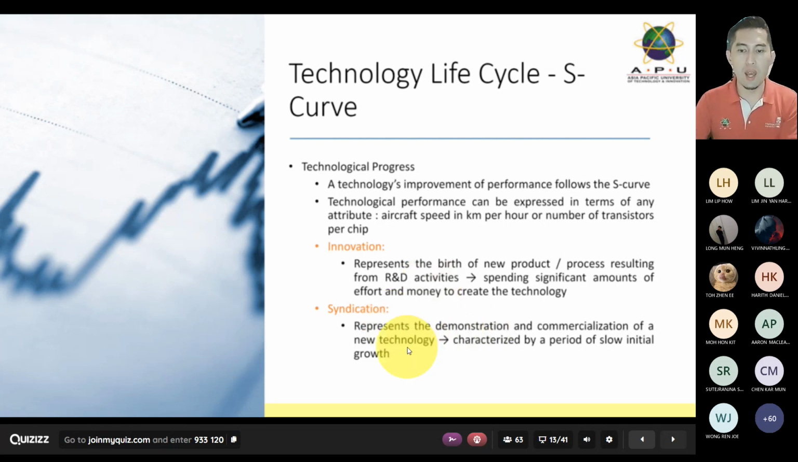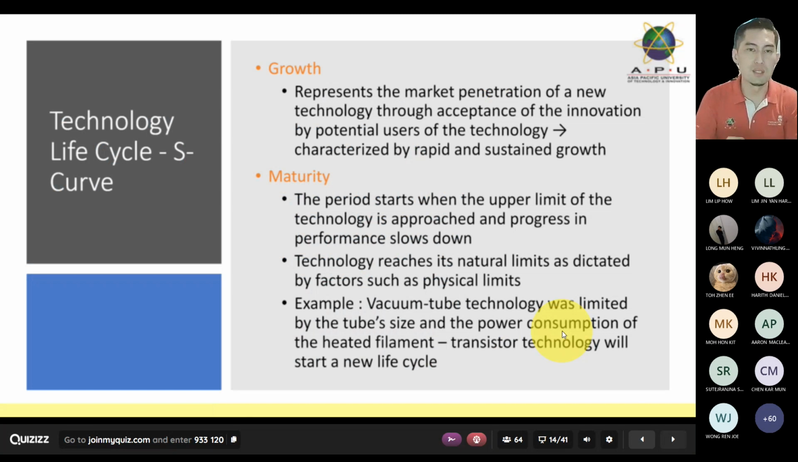Syndication, on the other hand, is where there is the initial stage of the technology coming in, right? You see some demonstration, you see some aspect of commercialization, and it is normally characterized by a slow initial growth. So these two stages are the very beginning. You saw embryonic earlier, and the R&D level earlier. This is where the curve is still very slow at the beginning. When you are reviewing the S-curve, this is the early part of the curve.